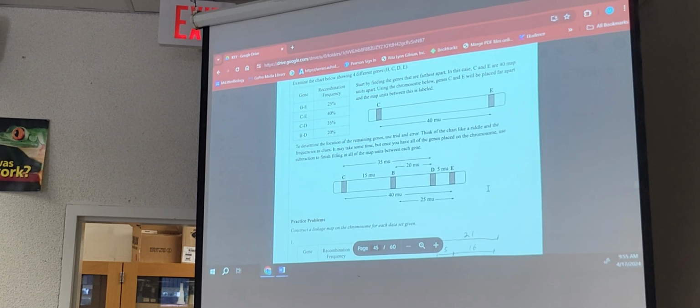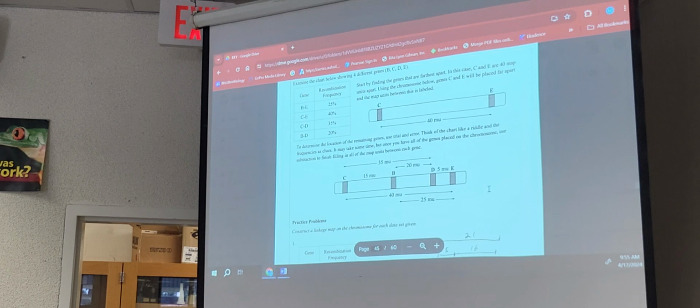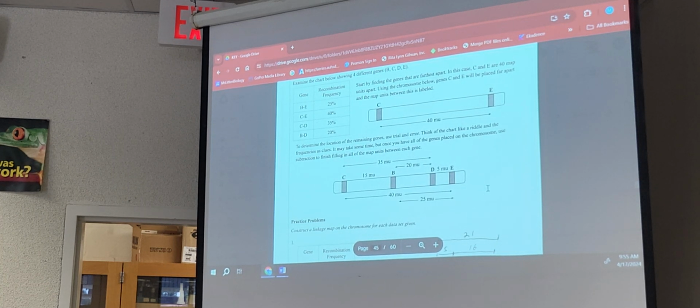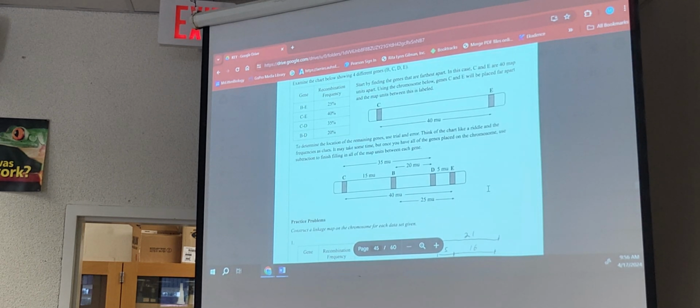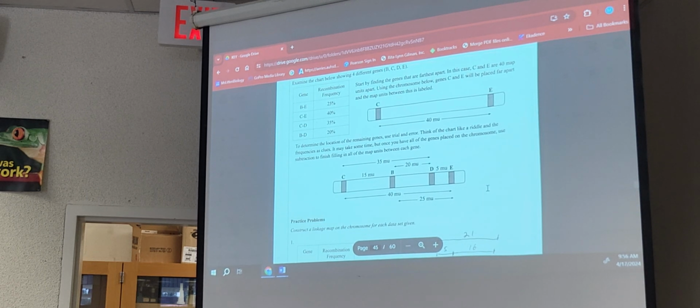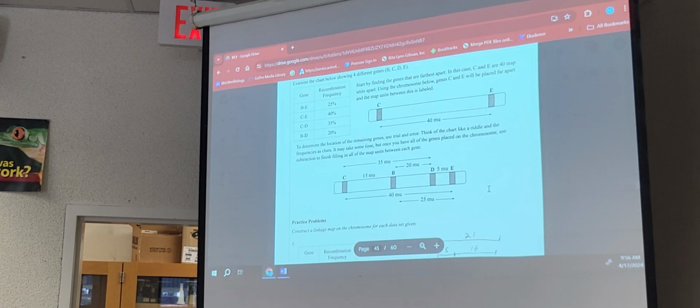So there's always at least two possibilities for the chromosome. We'll do this. So here's one, and here's two. We know CE is 40%, right? What were the others? BE is 25, CD is 35, and BD is 20. So we look at the furthest, CE.